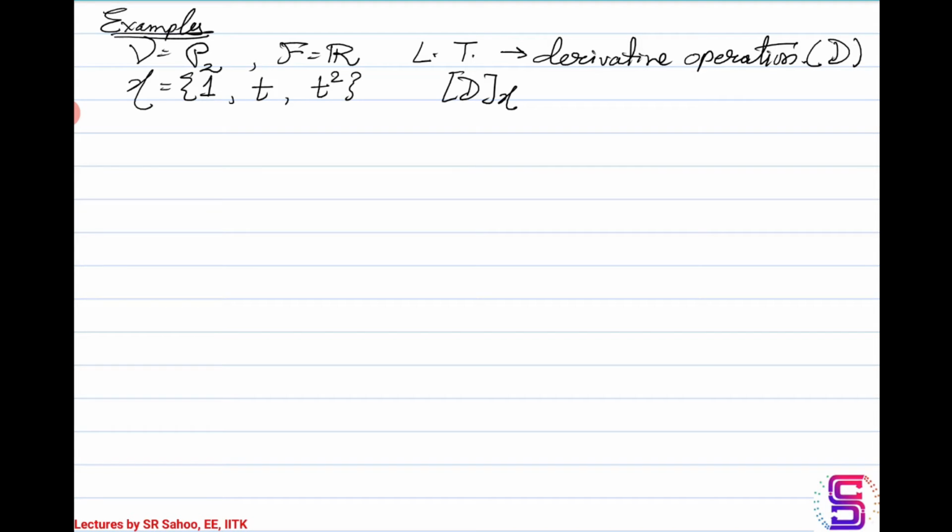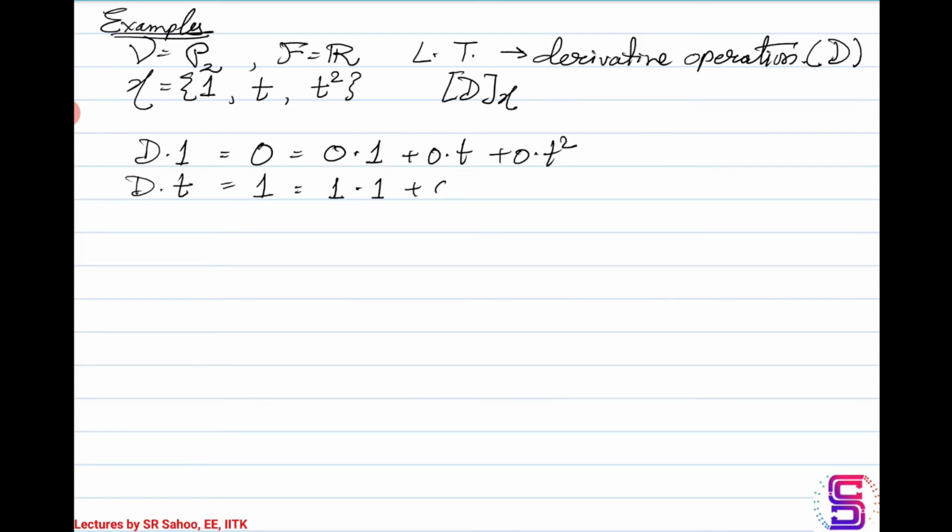Okay, so when the derivative operator acts on the vector represented by 1, what we get is 0. This is 0 times 1, 0 times t plus 0 times t square. This is the linear combination. Similarly, when D acts on t, we get 1, which is 1 times 1, 0 times t and 0 times t square. D acting on t square gives me 2t, which is 0 times 1 plus 2 times t plus 0 times t square.